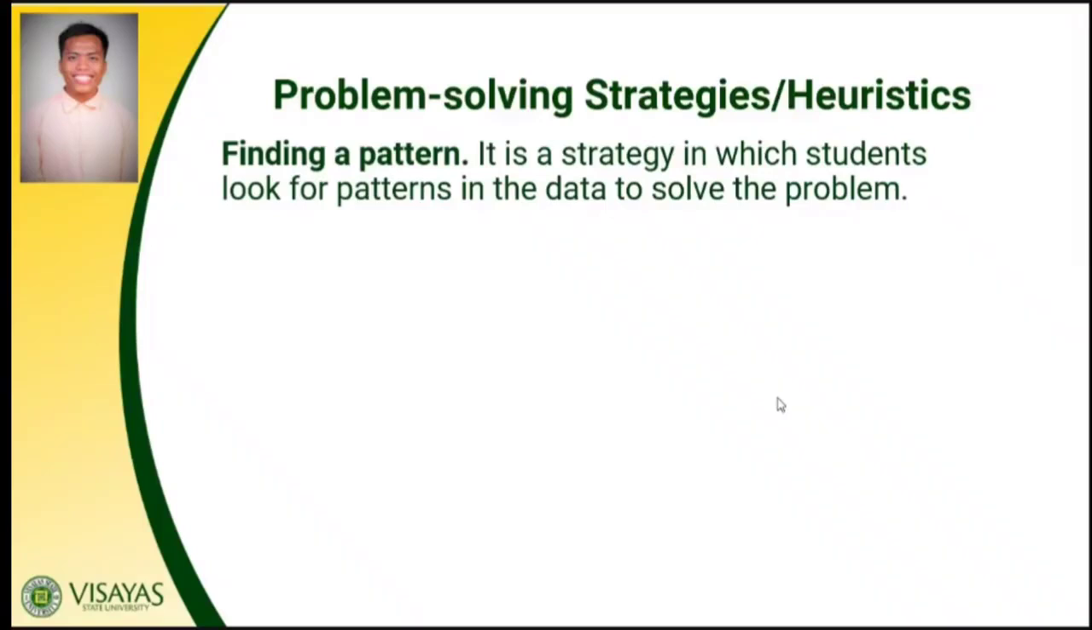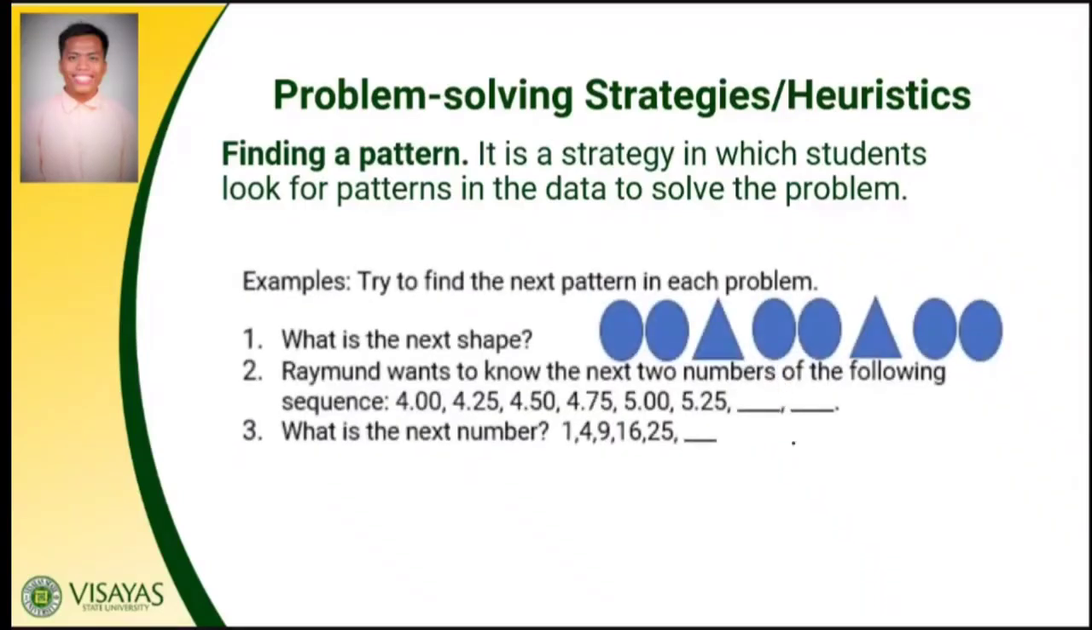This is our third learning outcome, no? Okay, the problem-solving strategies or heuristics na pwede rin yung magamit in solving problems. Okay, so these are just suggestions depending on your convenience, no? Kung asa mo mas komportable mo gamit ani nga strategy or heuristic. The first one is finding a pattern. This is a strategy in which students look for patterns in the data to solve the problem. Example, what should be the next shape? Triangle, that's correct. How about this one? 4, 4, 2, 5, 4, 5, 4.